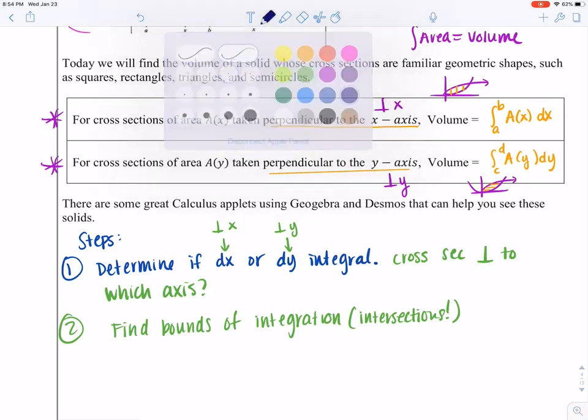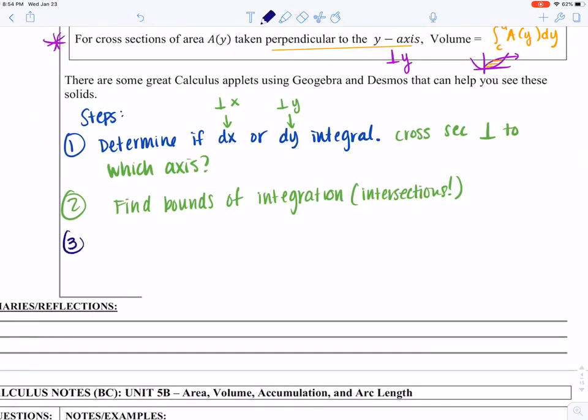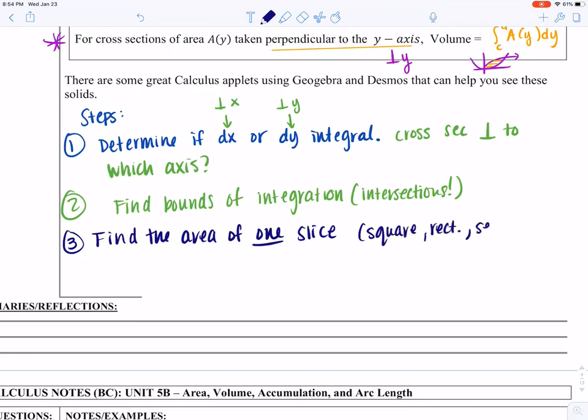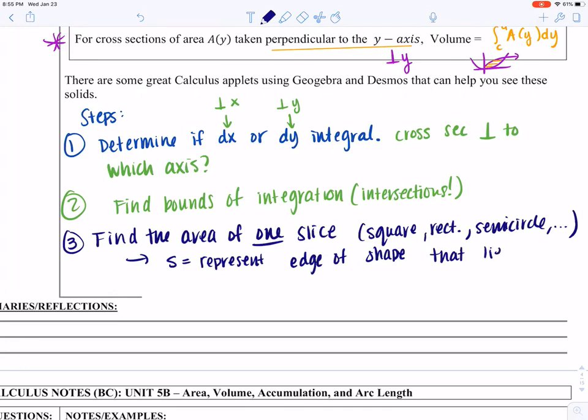Okay? Step number three. You need to find the area of one slice, whether that slice is a square, or a rectangle, or a semicircle. You're gonna see lots of those. And typically what we're gonna do is we're gonna use the term S, and S will represent the edge of the shape that lies on the region.